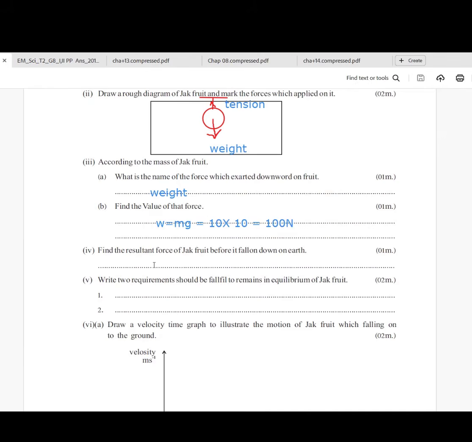Find the resultant force on the jackfruit before it falls down to earth. It's 0 because it has no motion. Write 2 requirements that should be fulfilled for the jackfruit to remain in equilibrium. Forces are aligned along the same line. They are opposite.